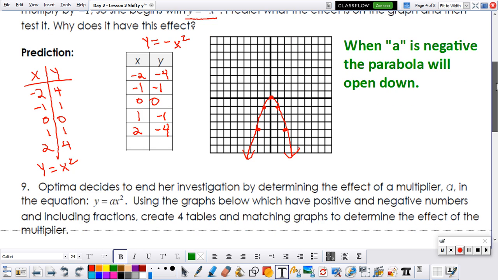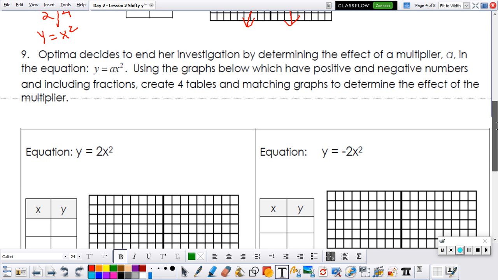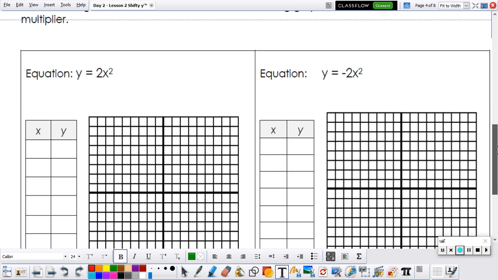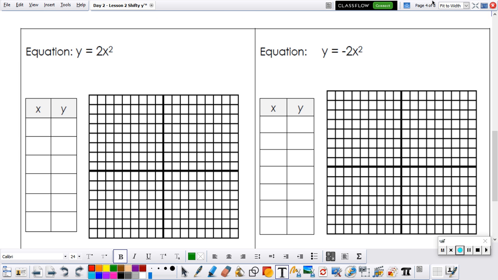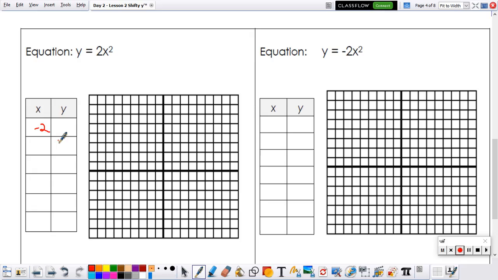So now we're going to put a different number here. We're going to put 2, -2. So go ahead, either use your parent function and multiply your y values by 2 and by -2, or you can use your calculator and type them in y equals. Go ahead and do that now. This will become 8. This will become 2, 0, 0.